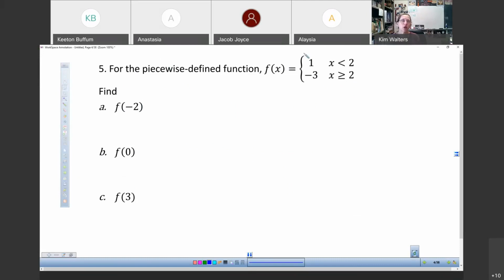So I have the function, and this is kind of a boring function. It's just a constant y is equal to 1 for all of the x values that are less than 2. And then I'm going to have a second piece of my function, which is the constant function -3 for all of the x values that are greater than or equal to 2. Okay, so I have this really nice function. It just has two parts to it, depending upon what my x values are or what my domain is.